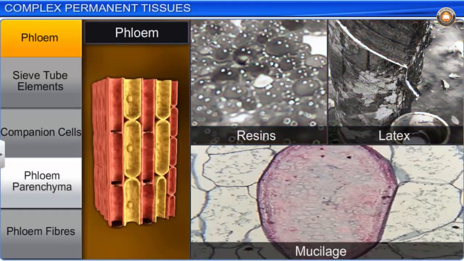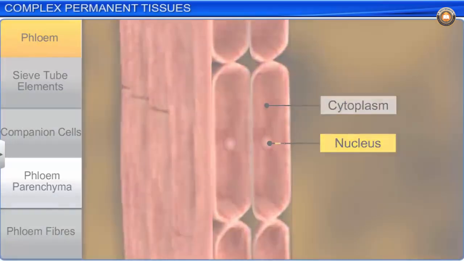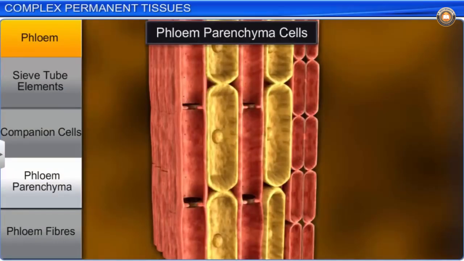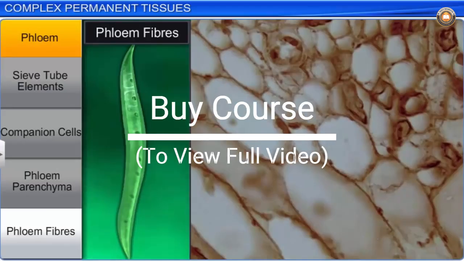Phloem parenchyma stores food material and other substances like resins, latex, and mucilage. It consists of elongated, tapering cylindrical cells that have dense cytoplasm and nucleus. The cell wall of phloem parenchyma is made up of cellulose. It has pits through which plasmodesmatal connections exist between the cells. Phloem fibers or bast fibers are made up of sclerenchymatous cells found in secondary phloem.